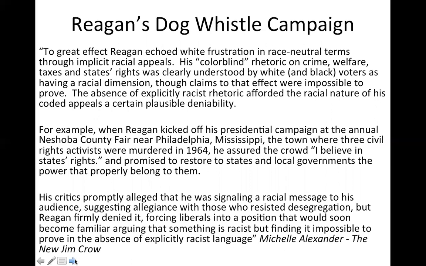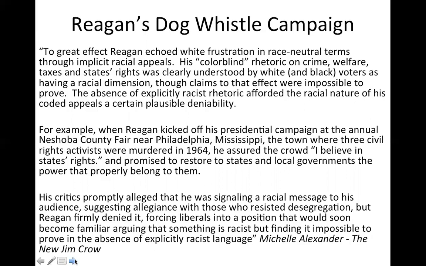She writes, "To great effect, Reagan echoed white frustration in race-neutral terms through implicit racial appeals. His colorblind rhetoric on crime, welfare, taxes, and states' rights was clearly understood by white and black voters as having a racial dimension, though claims to that effect were impossible to prove. The absence of explicitly racist rhetoric afforded the racial nature of his coded appeals a certain plausible deniability.